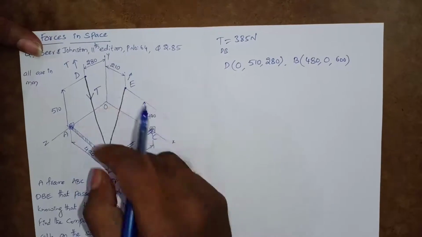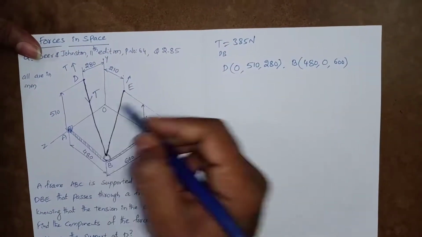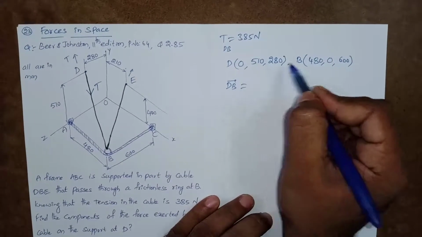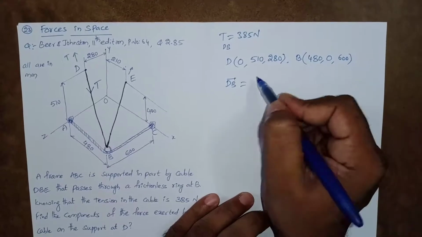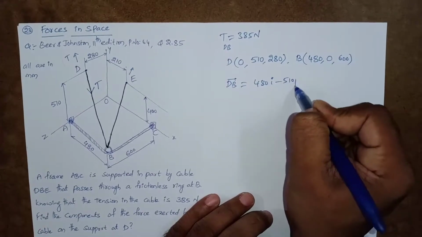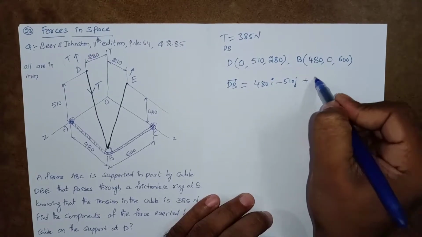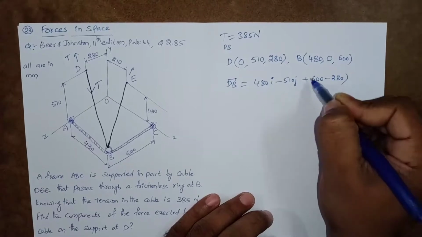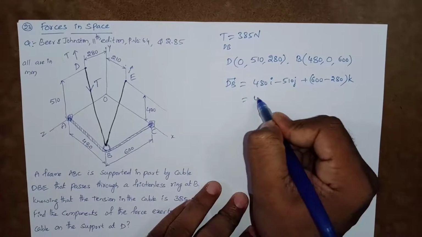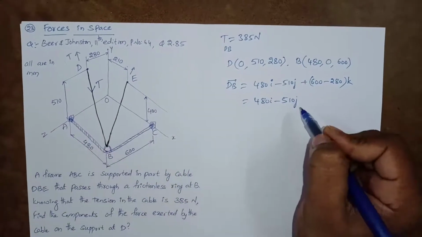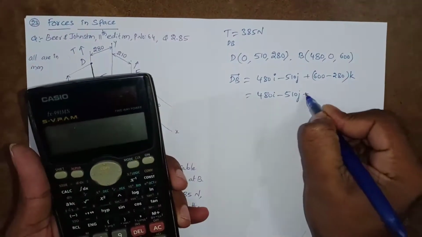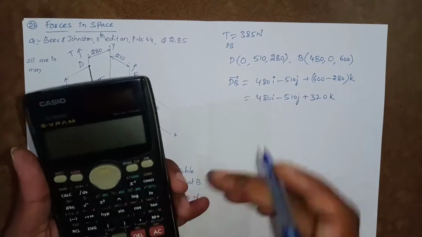Now let us find this vector DB. The tension is acting from D to B. So DB equals x2 minus x1, that is 480 i cap, and y2 minus y1, 0 minus 510, that is minus 510 j cap, and z2 minus z1, 600 minus 280, that is 320 k cap. This is the vector DB bar, acting along D to B.